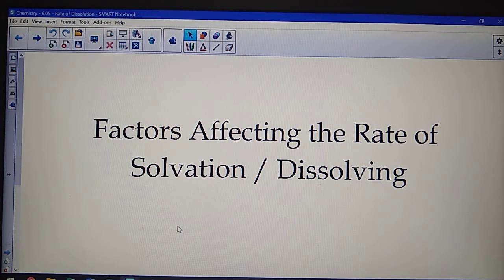Hello, let's talk about what can be done to change how fast something dissolves. Basically, the rate of solvation or dissolution, dissolving, how we make things dissolve faster or slower.